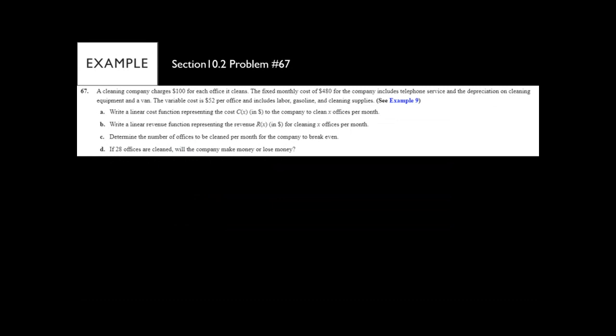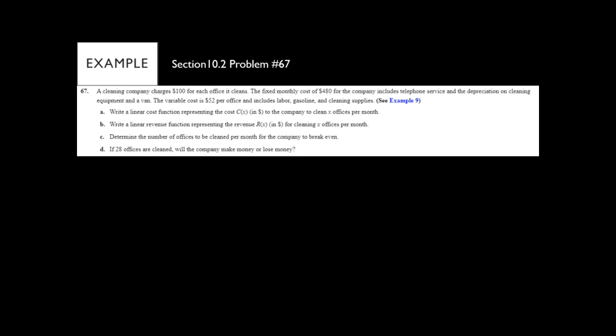The variable cost is $52 per office, and that includes labor, gasoline, and cleaning supplies. So this is really relevant to anybody who may be starting a business, or even if you're just doing something on the side, this could be a really useful equation or system here. Part A says to write a linear cost function. So linear, so we're going to write an equation of a line.